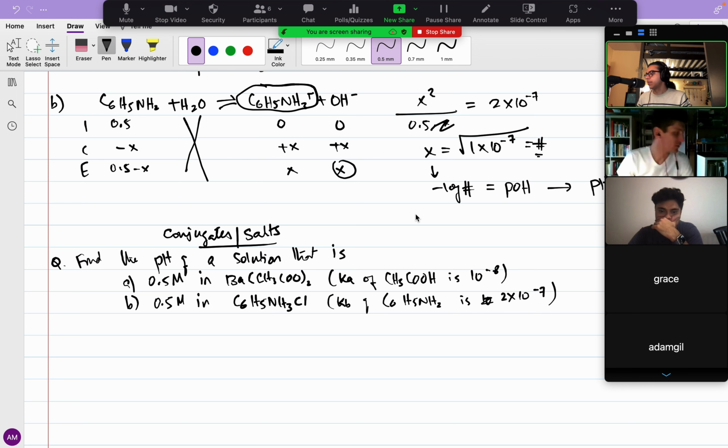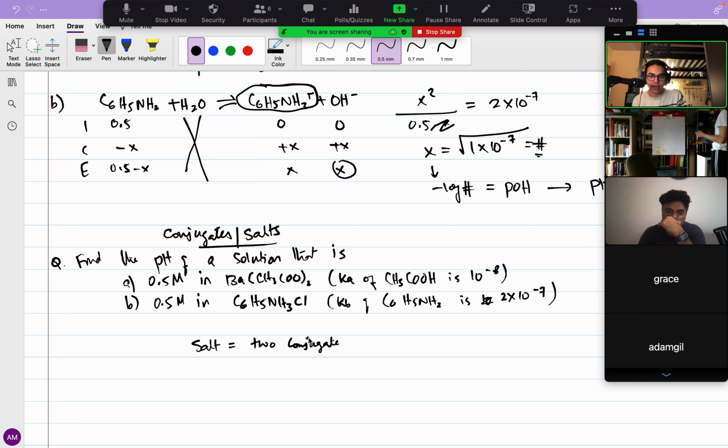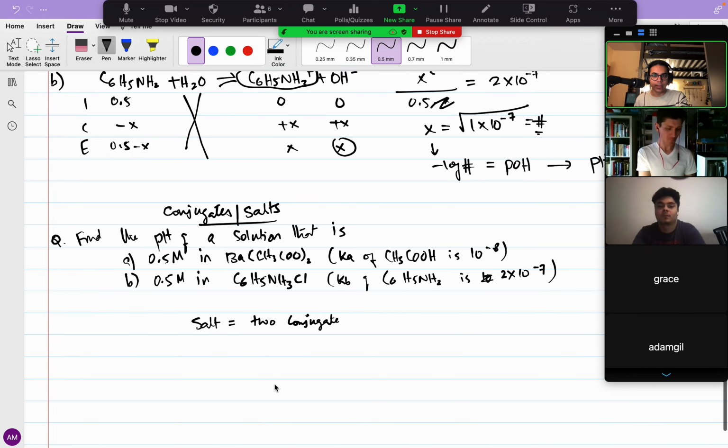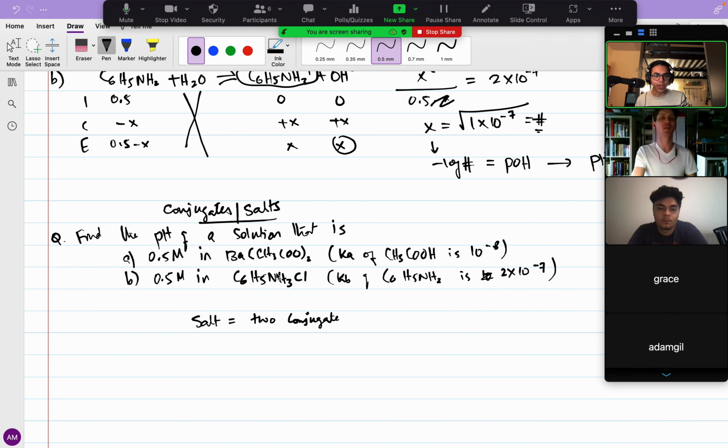Now, your salt, every salt is two conjugates. That's what a salt is. When you have two conjugates, one from an acid, one from a base, come together, that's what we call a salt. So the first thing to do is to break up your salt into its respective conjugates. Okay, so let's do that.